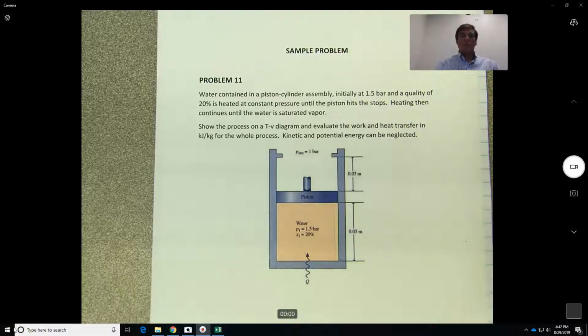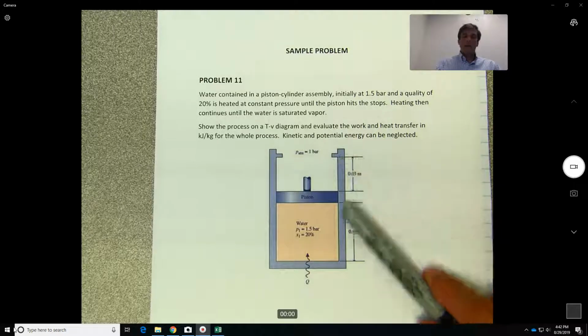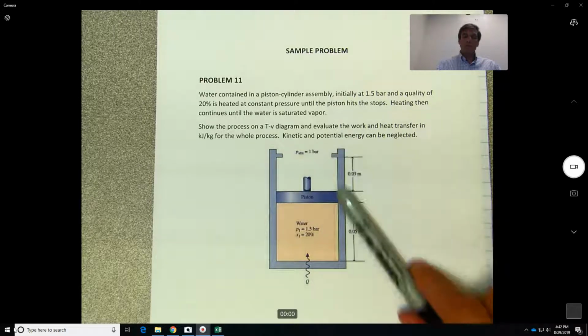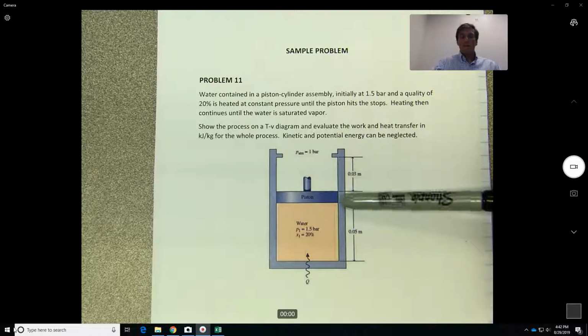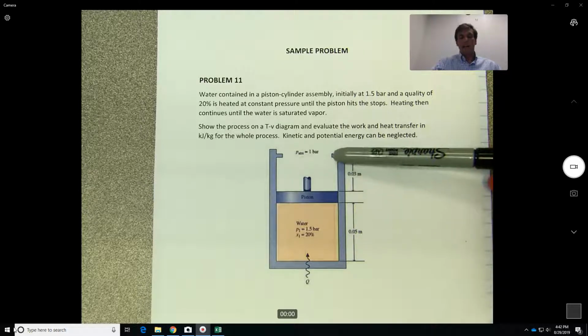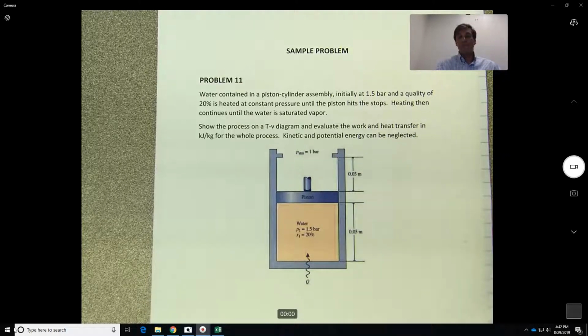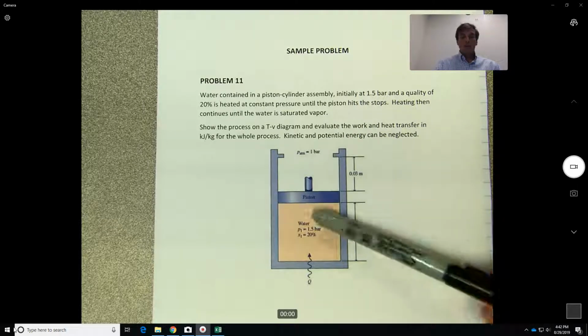Okay guys, so welcome back. So now we're going to try to solve a problem again for a closed system. So this is a type of piston cylinder assembly, but what is different from the other problem is that it has a set of stops over here. Okay, so what does that mean?